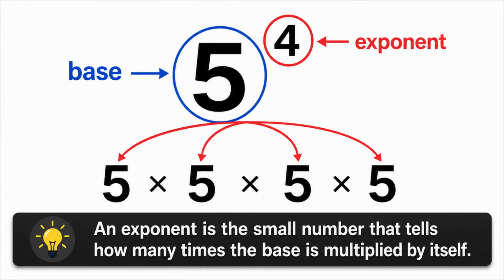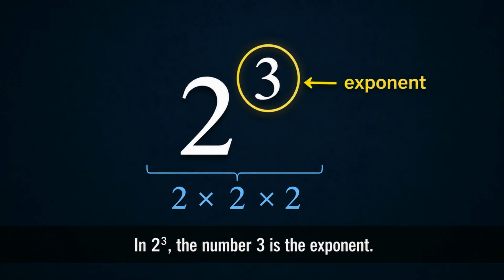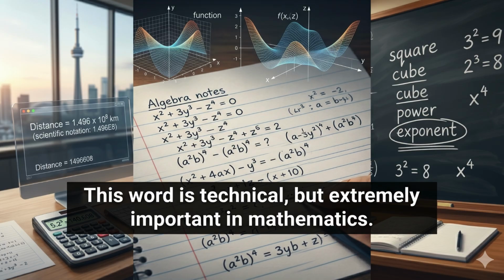Next, exponent. An exponent is the small number that tells you how many times the base is multiplied by itself. In 2 superscript 3, the number 3 is the exponent. This word is technical, but extremely important in mathematics.